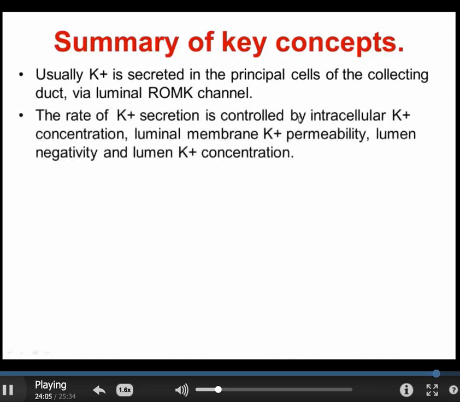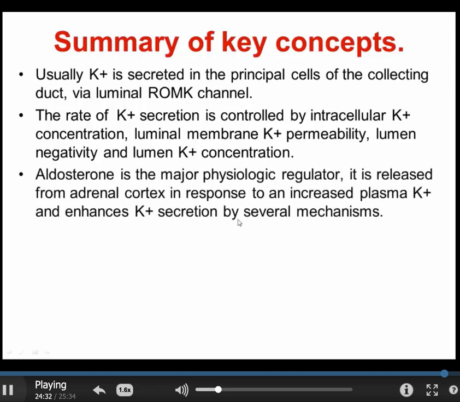The rate of potassium secretion is controlled by a number of factors, including the intracellular potassium concentration, the permeability of the membrane to potassium, how negative the lumen is, and the lumen potassium concentration. These will all control the rate of secretion of potassium by passive movement down its electrochemical gradient from cell into lumen. A major physiologic regulator is aldosterone. It's released in response to increased plasma potassium and will enhance potassium secretion and therefore potassium excretion by several mechanisms.